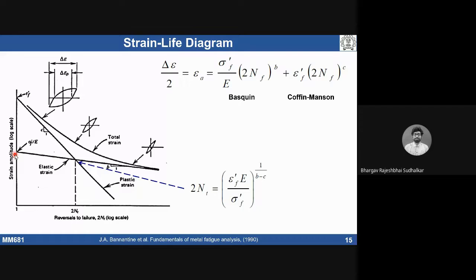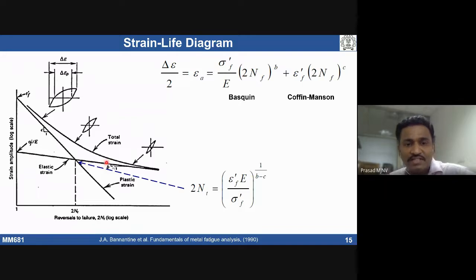Sir, so you told Basquin is elastic and Coffin is plastic? Yes, that's right. If you look here, the elastic strain related thing, this is the B. This is the C. It's the plastic deformation part.